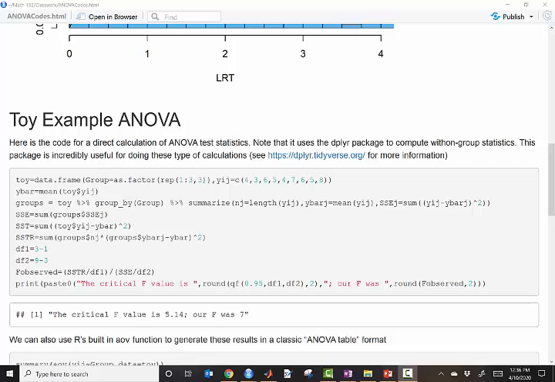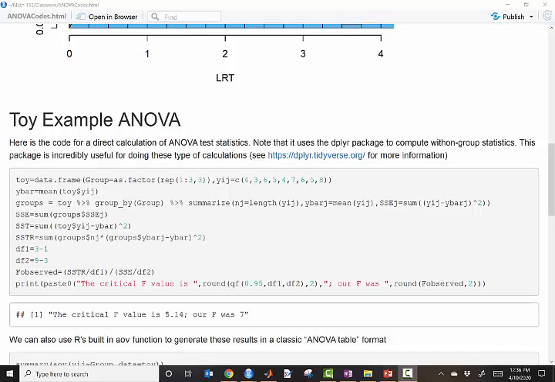So, I wanted to show you how to run ANOVA on the toy example data. I wanted to show you how to do that first by actually computing out all those statistics explicitly so you can get a little bit of feel for what those numbers are. And then second, I wanted to show you how to do that using R's built-in ANOVA function so that you can get practice in reading what are standardly called ANOVA tables.